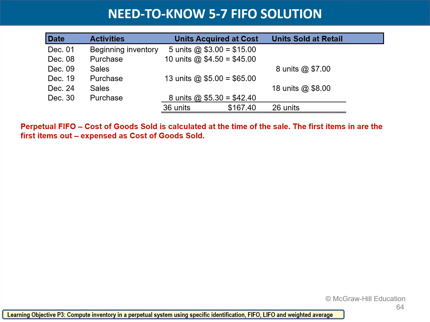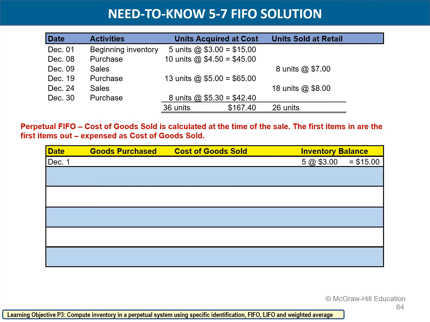Under the perpetual FIFO method, cost of goods sold is calculated at the time of the sale. First items in or first items out, expense to cost of goods sold. So December 1st, we have 5 at $3 each, or 15. Then we purchase 10 at $450. And we still have our 5 from our beginning. So now we have $60 in inventory.